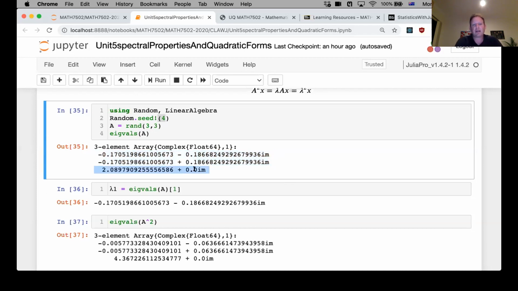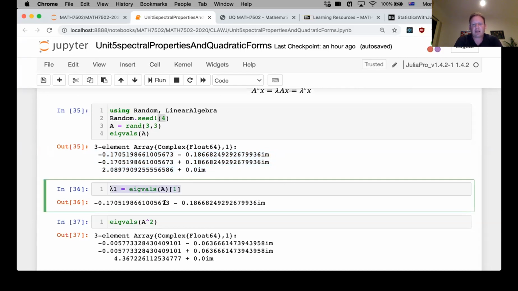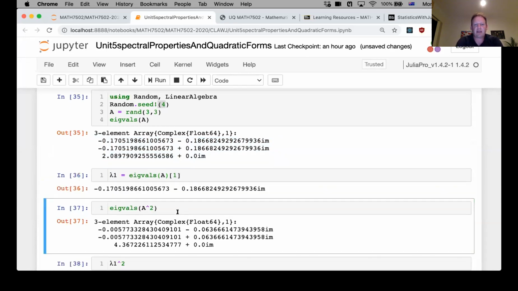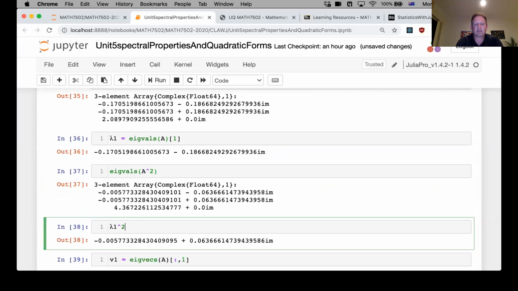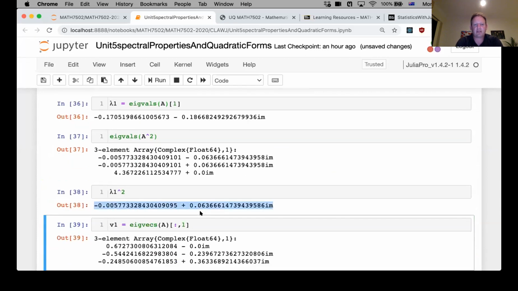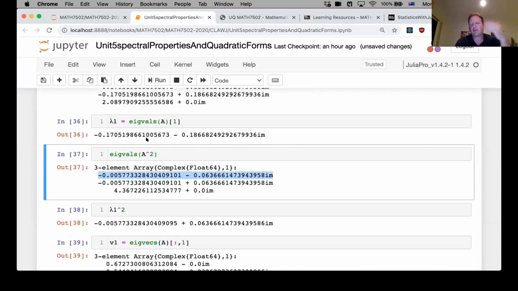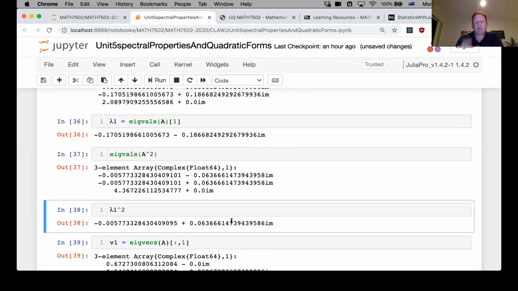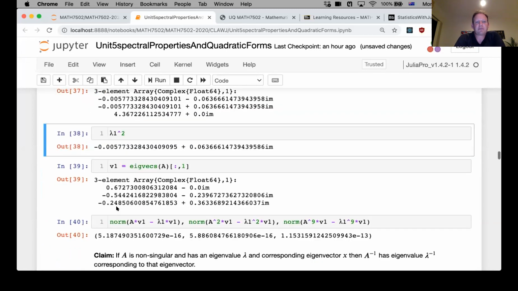Now look, lambda 1 is the first element of the eigenvalues, this guy. If I now do the eigenvalues of A squared, let's look at lambda 1 squared. So this is this guy. How do you square a complex number? You need the arithmetic of complex numbers, which you don't really need to work with for our course. You'll manage without it. This is not something I'll throw at you at the quiz. But you could think of the complex numbers a plus bi times c plus di and multiply the parts. Okay, so that worked.